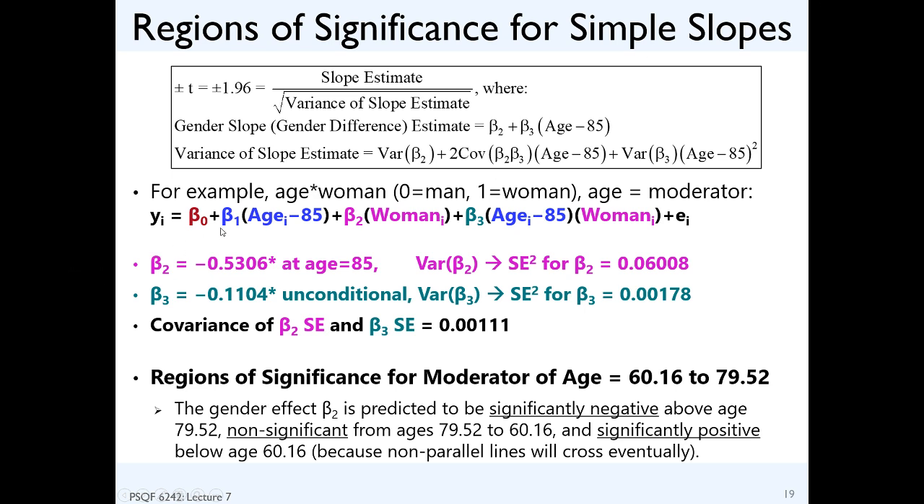So in this case, we're talking about the gender difference at different ages. Beta 2, the main effect of gender, the simple main effect, is minus 0.53 at age 85. Beta 3 is how that gender difference varies as a function of age. So if you look at the direction of these two coefficients, what is happening to my gender difference as age increases? Which pattern is this?